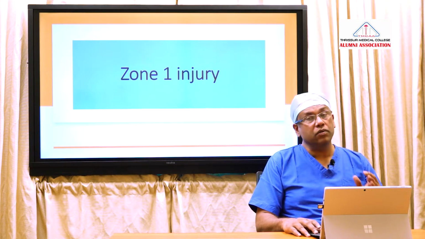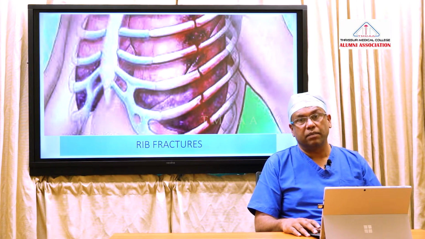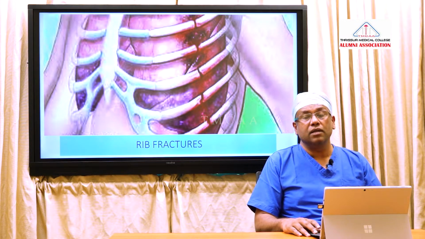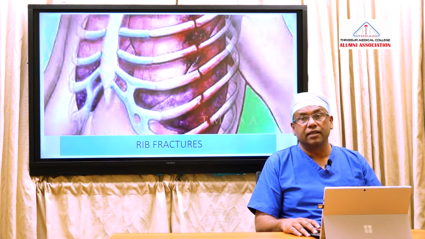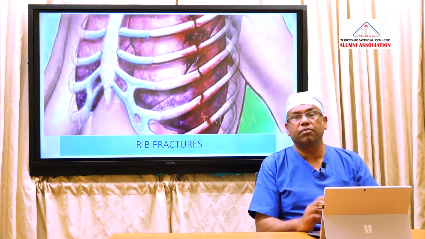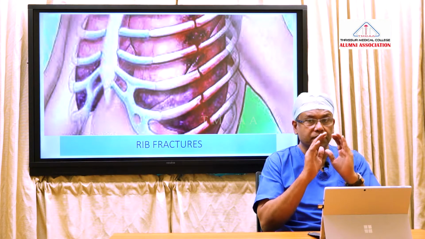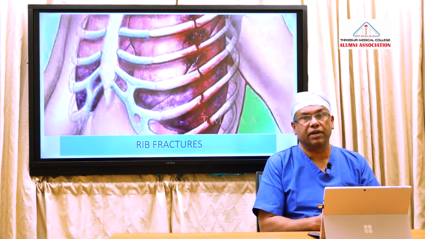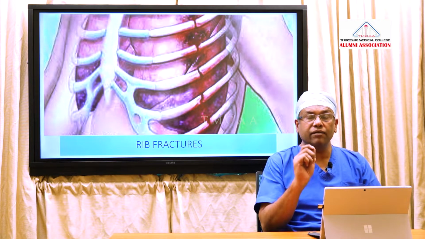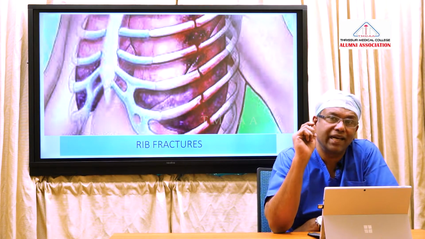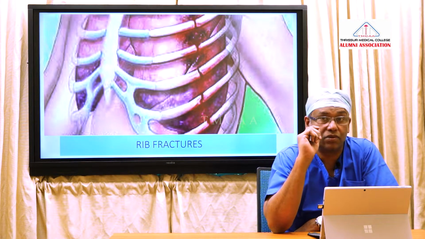Now, when you take the rib fractures one by one, the commonest site of rib fracture is the angle of the ribs. The angle of the ribs is the most vulnerable region, where it can bend and fracture, right? So the angle of the ribs is the most common site of rib fractures. That is the most important thing.